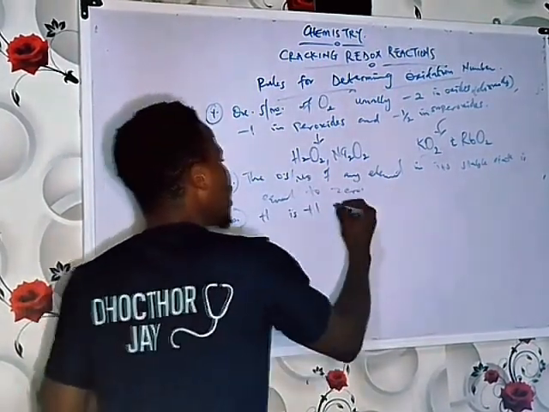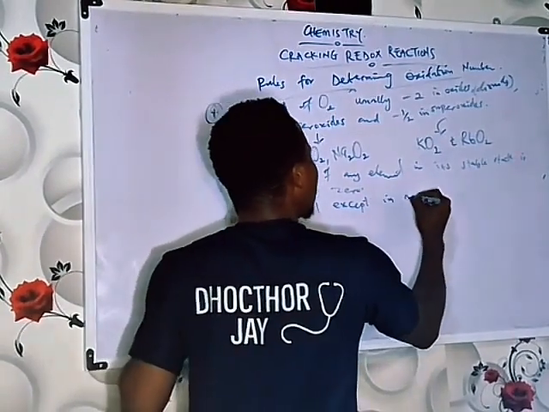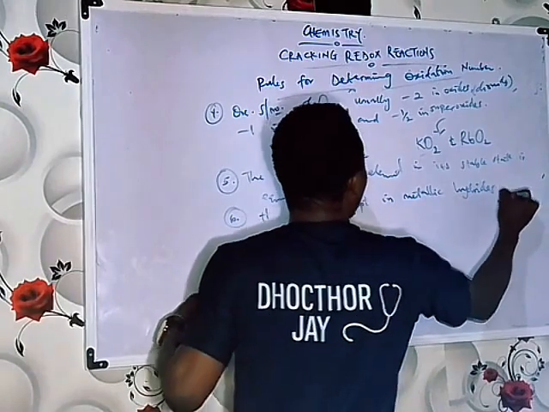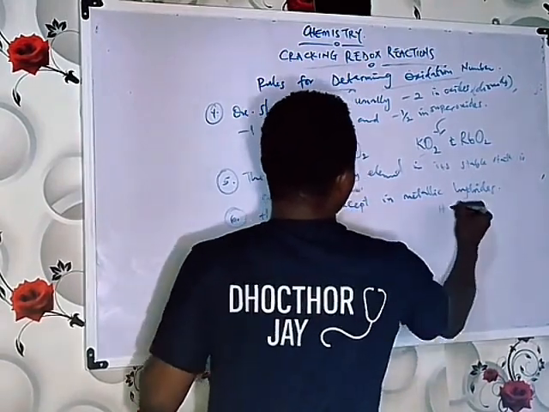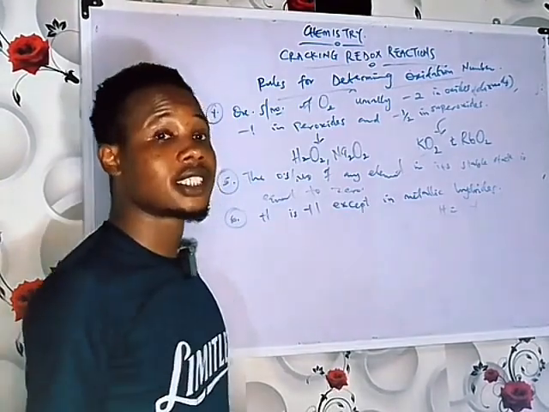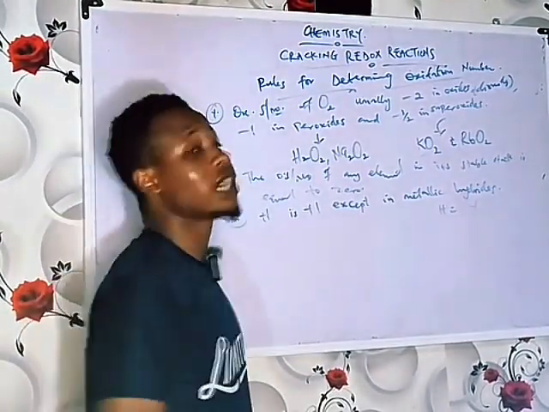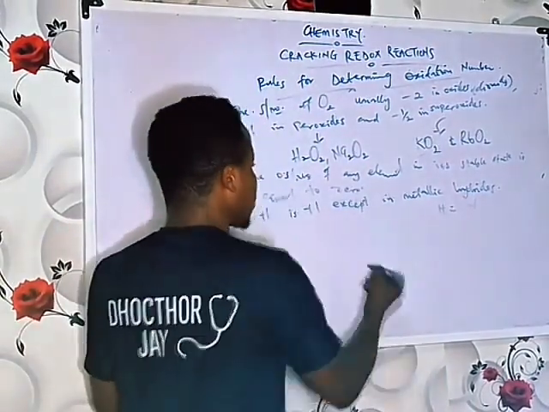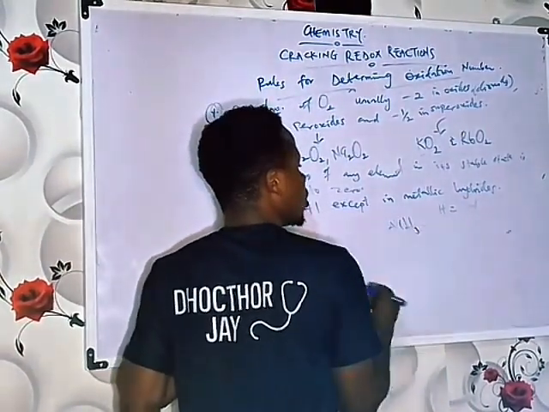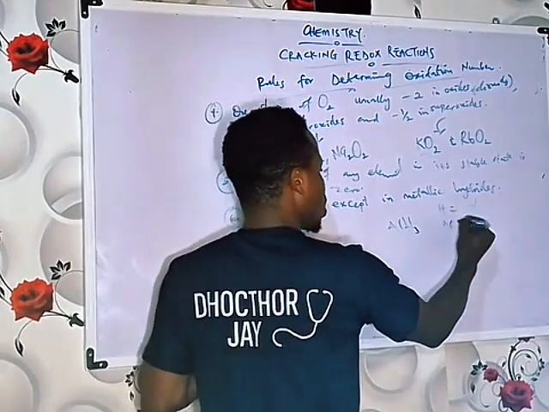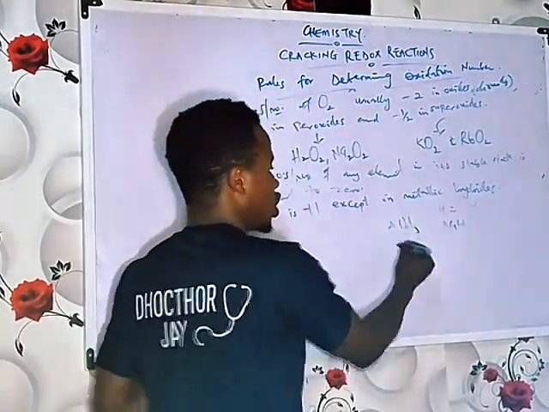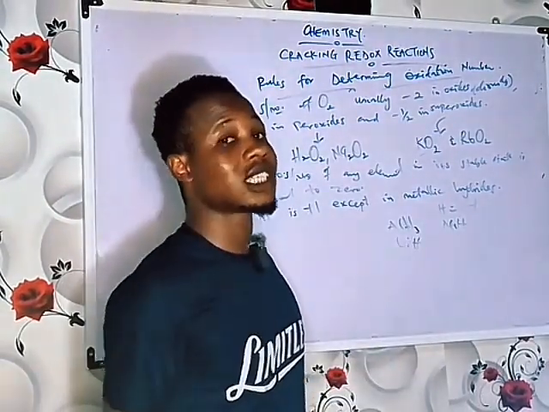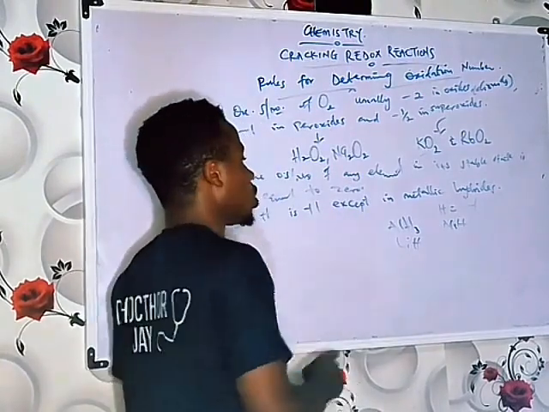The oxidation state of hydrogen is usually +1, except in metallic hydrides, where it is -1. So what's a metallic hydride? Where hydrogen is directly bonded to a metallic atom. Think about stuff like AlH3, NaH, LiH, and so on. So the oxidation state of hydrogen in this case is going to be -1. Anytime you have a metallic hydride, hydrogen is always -1.